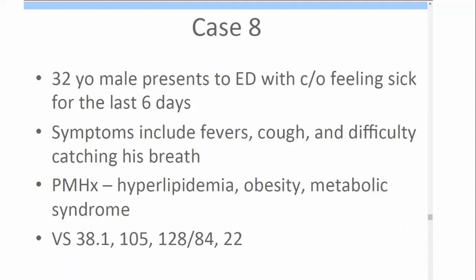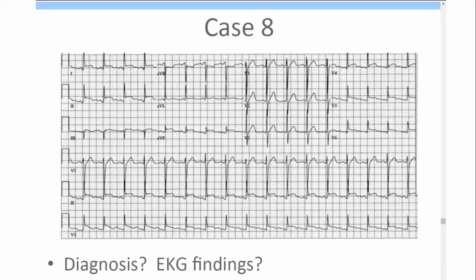The vital signs look good. But we'll see that the temp Celsius is 38.1, and that's going to correspond to 100.58 or 100.5, almost 101 on the temperature. Blood pressure looks okay, respiration is 22. So the patient looks febrile. Here's the EKG. What do you see?